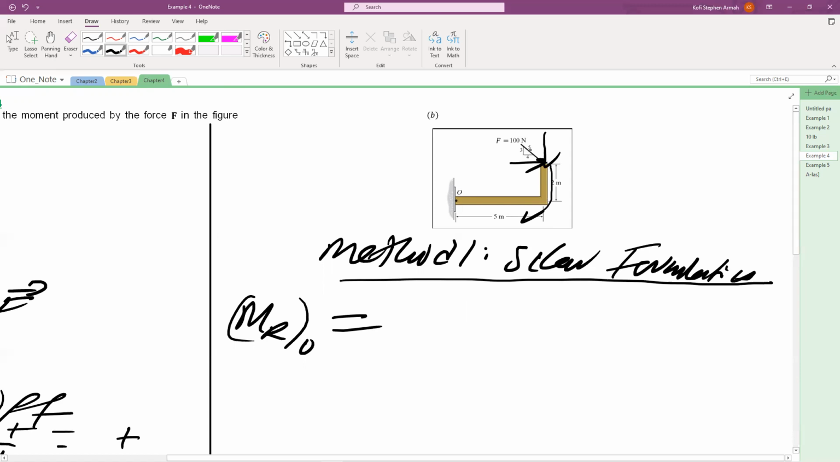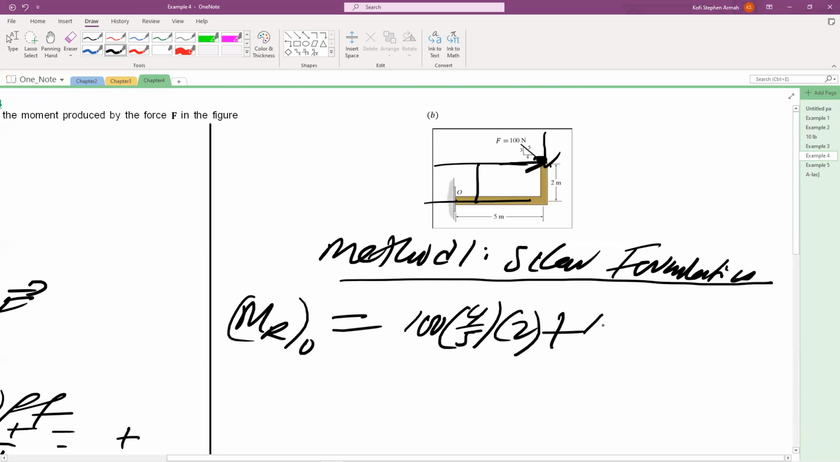So let's resolve the forces. One of them is 100 times, of course, 4/5. So the 4/5 one is this one. The distance for that from O is 2. Yeah, the perpendicular distance is 2. And add 100 times the 3/5. The perpendicular distance is from here to here, and it's 5. And both of them are going the same direction.